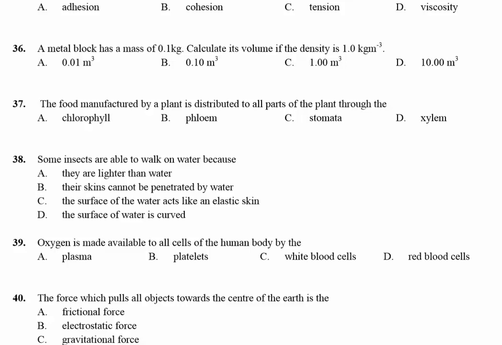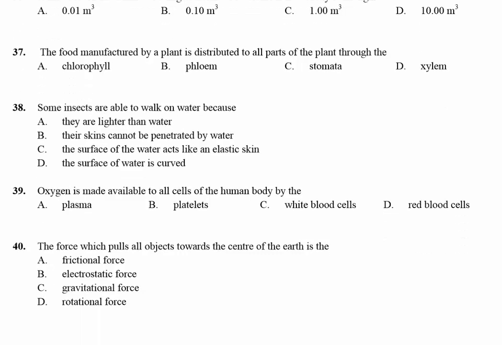39. Oxygen is made available to all cells of the human body by, and the answer is red blood cells. 40. The force which pulls all objects towards the center of the earth is known as gravitational force, and the answer is C.